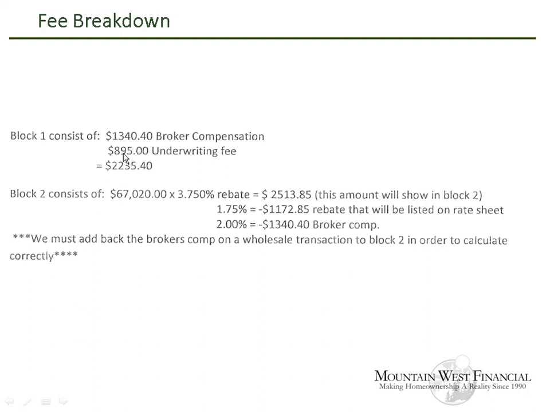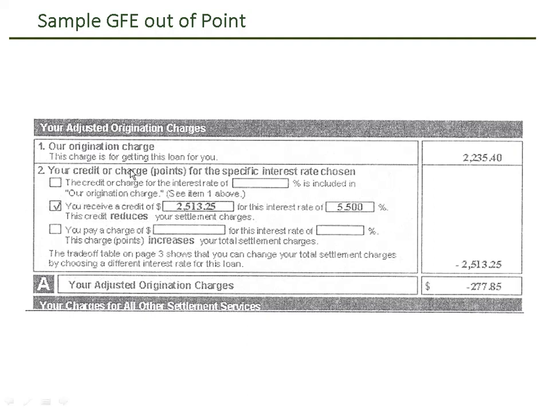Block 1 consists of 1340 plus the 895, which gives it 2235.40. Block 2 consists of 3.75, which was the rebate of 1 3/4 plus the 200 basis points. You add those two together, it comes up to your 2513. When you subtract the 2513 from this, you still have an additional credit left over of 277.85.